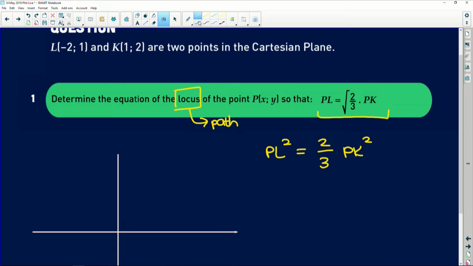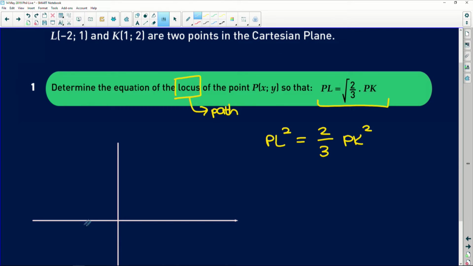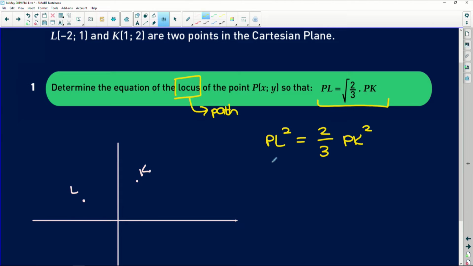Once again, I put the Cartesian plane here so that we can try and visualize what we're dealing with. So L will sit at about (-2; 1), so that's there. K is at (1; 2), so that's about there, are 2 points on the Cartesian plane. So basically they're saying to us that we need to find the path that any point P will follow so that the distance between P and L and P and K is in that ratio. Okay, so there's not only one point P that follows that path. There's so many points there that could fulfill that ratio. That means that P is going to follow a path in relation to those given points that gives that distance ratio. Okay, so what we need to do is find PL squared and PK squared and manipulate them so that we find an equation that defines that relationship.